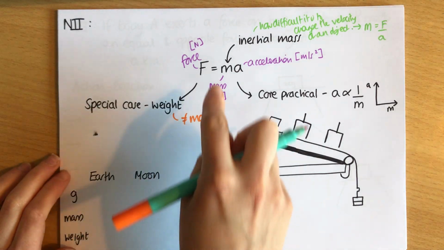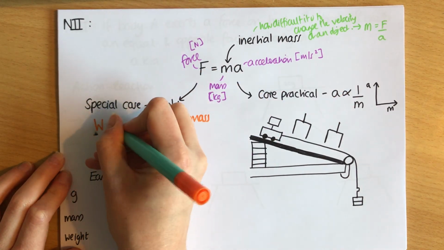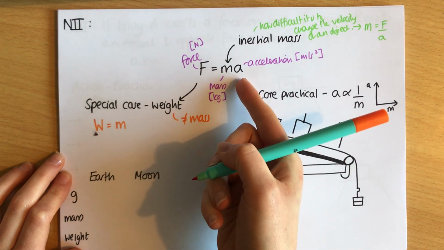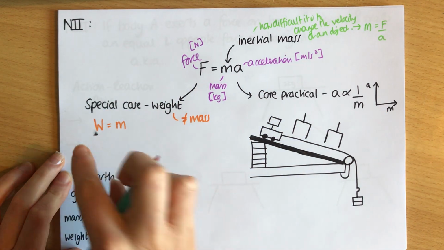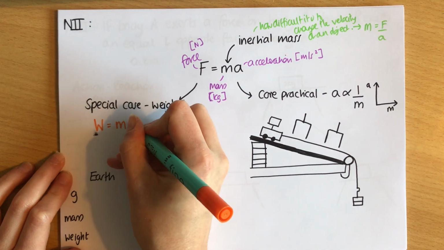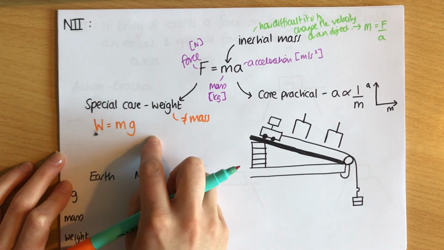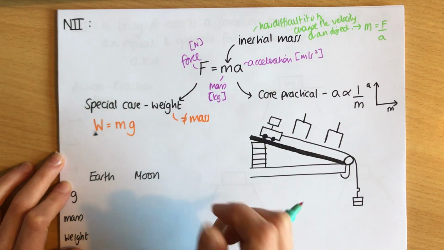Now the special case is when we have the force of weight, W, instead of F, it equals mass times the acceleration due to gravity, because weight is the pull of gravity down on the mass of an object. And acceleration due to gravity has got the symbol g. So we have W equals mg, which is just a sub-equation really for F equals ma.